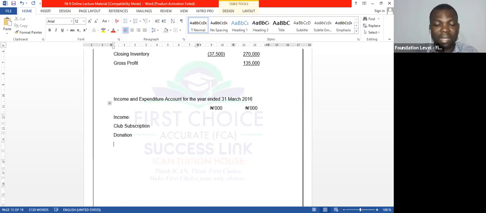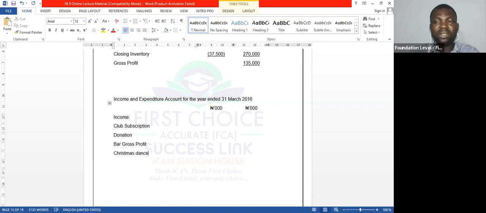Now the next income that we have there is the bar. We are not going to put bar takings there. We're going to put bar gross profit. Then we now come and put Christmas dance.